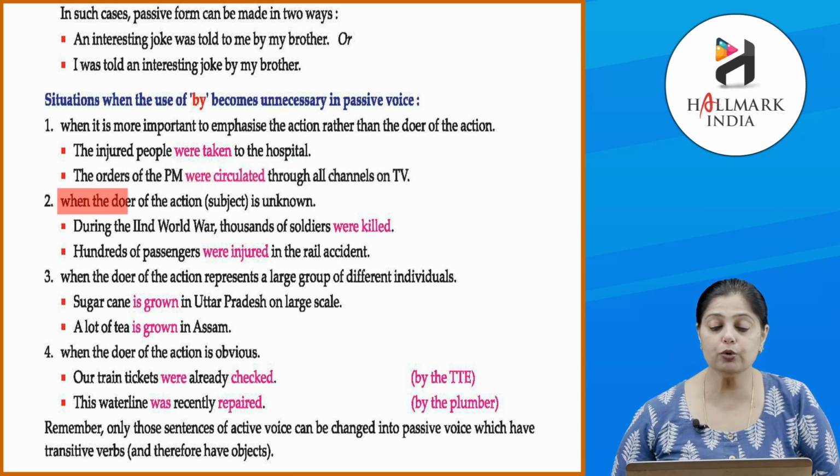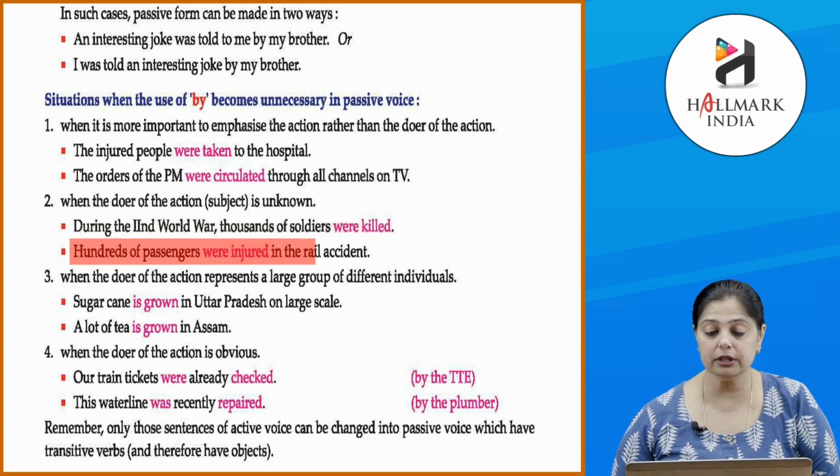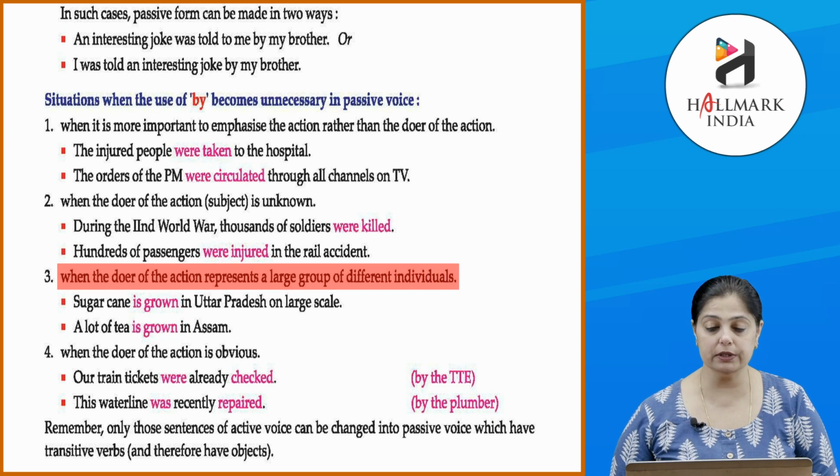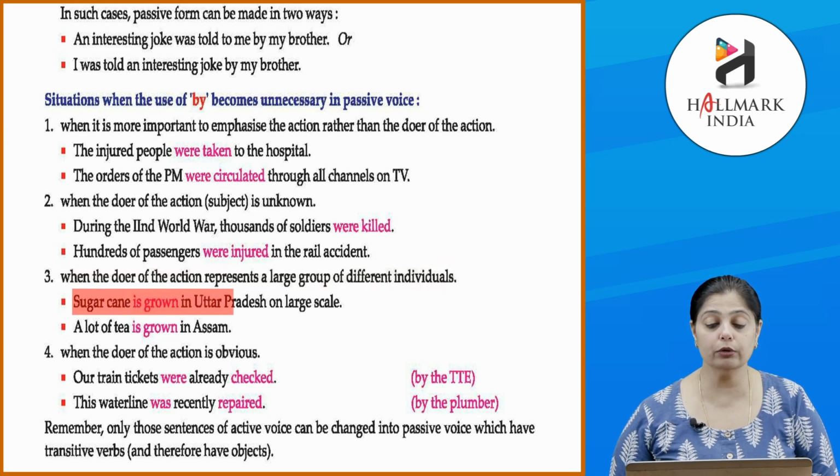Clear? When the doer of the action, that is the subject, is unknown. During the Second World War, thousands of soldiers were killed. Hundreds of passengers were injured in the rail accident. Third is when the doer of the action represents a large group of different individuals. Sugar cane is grown in Uttar Pradesh on large scale. A lot of tea is grown in Assam. Now, यहाँ पे आप देखोगे the doer of the action represents a large group of different individuals.